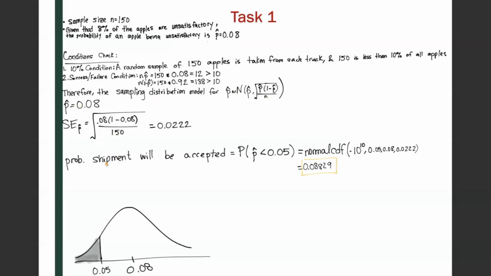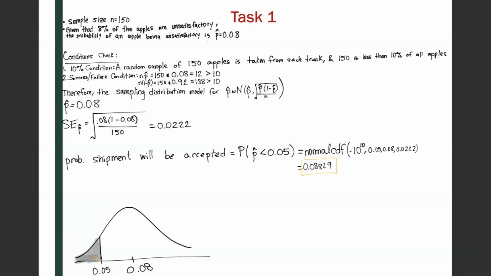And then the probability the shipment will be accepted equals the probability that our p hat is less than 0.05. To find that, I like drawing the normal curve because we're in a normal distribution. It's centered around 0.08, and we want to know the probability that our p hat is less than 0.05. So 0.05 would be somewhere on the number line here, and we want the probability of being less than that. So that's the area under the curve to the left of 0.05.